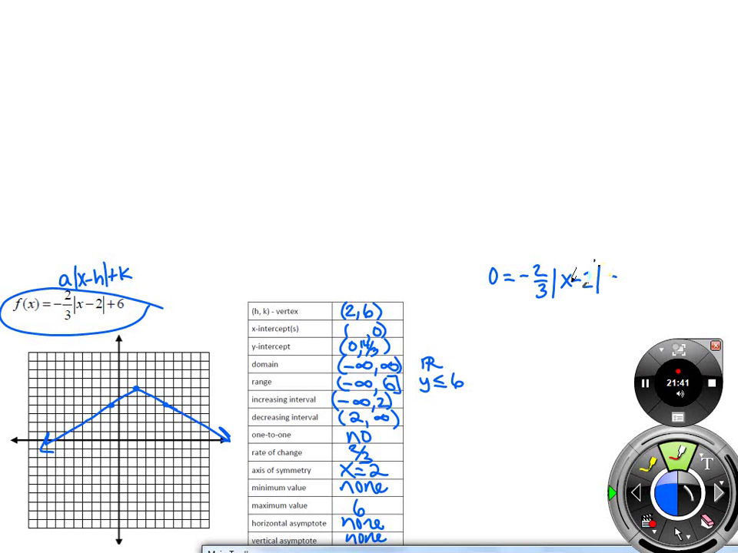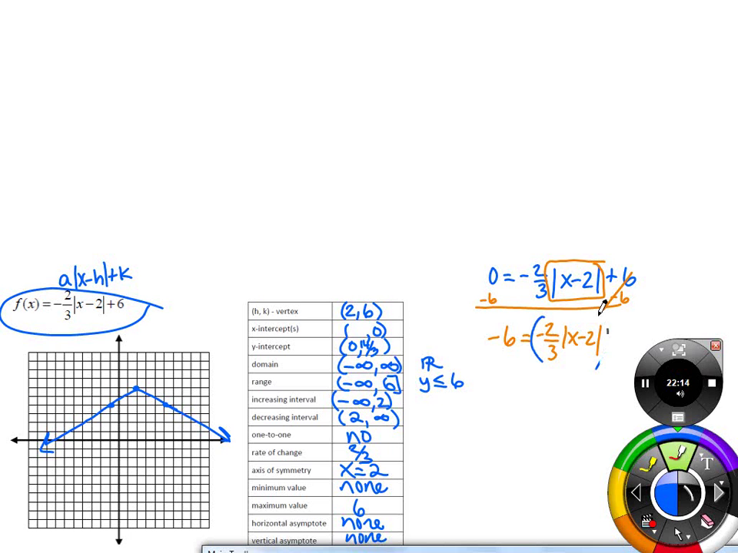Okay, so the first thing I'm going to do, and this is going to be a pattern with a lot of our functions, I am going to try to isolate the part that contains x. What I mean by that is x is part of this stuff trapped inside the absolute value, and it functions a certain way. I need to get that piece alone so that then I can deal with exactly how absolute value functions. Okay. So the first thing I'm going to do is subtract 6. And then I'm going to multiply each side by the reciprocal of this fraction so that it would cancel out. So I'm going to multiply by negative 3 over 2, because negative 3 over 2 times negative 2 over 3 is just 1.